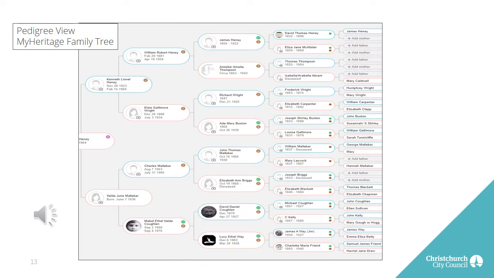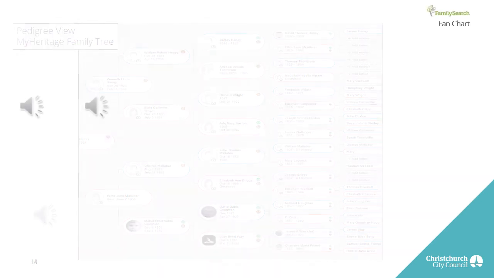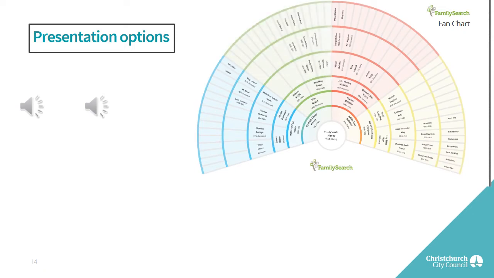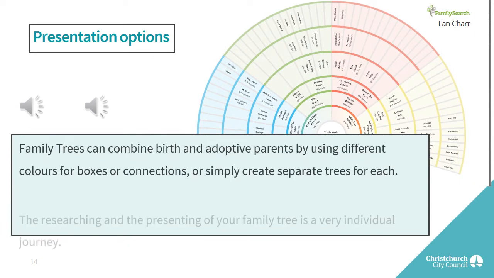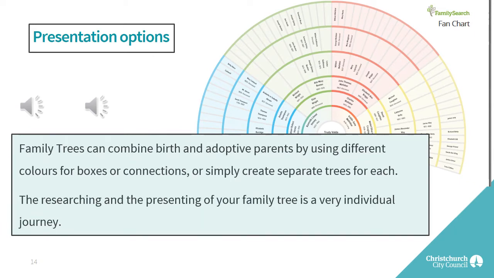Online versions for the big genealogy companies do look more pristine. This one is from MyHeritage, which I was subscribed to. Family Search is a free option where you can create your family tree if you register. And there are different presentation options, such as a fan chart. If you have adopted family members, you may want to indicate this on your chart, or use different colours, or do separate charts for your adoptive and birth families.